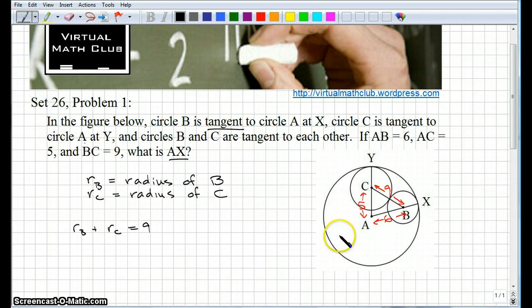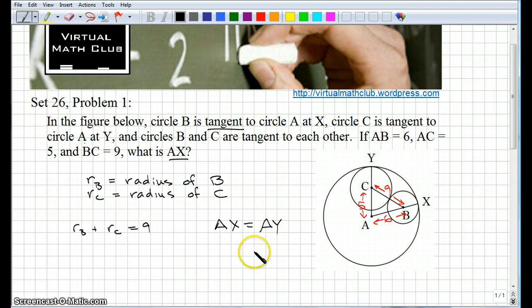We also know that the radius of A has to be the same all the way around. That's just the definition of a circle. A circle is defined as the set of all points that are the same distance from a center point. So we know that this length AX has to be equal to AY. So I'm going to write that down as well. AX is equal to AY.